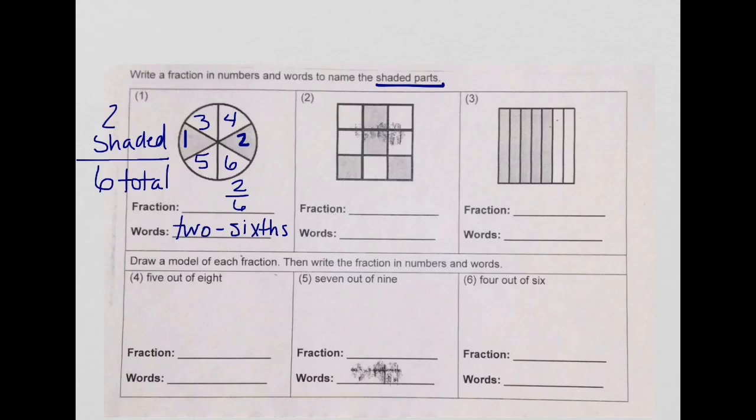Now the instructions change for the bottom 4, 5, and 6. It says to draw a model of each fraction, then write the fraction in numbers and words. So we want to draw 5 out of 8. We need to have 8 total. That's going to be our denominator. And remember, they have to be equal pieces. Then we need to shade 5 of them because that part hasn't changed. The instructions still want it to be shaded.